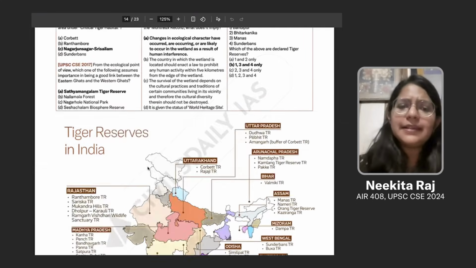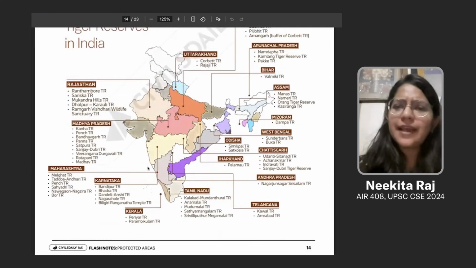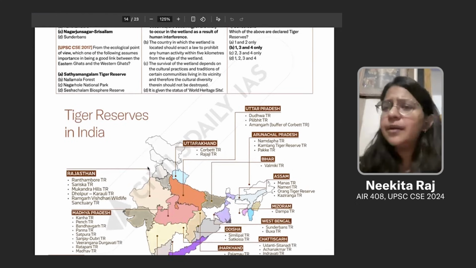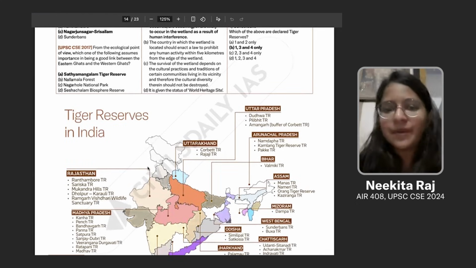Okay, and then the tiger reserves of India. I think tiger reserves of India are again less in numbers and you can easily remember them. Quite a lot of them overlap with national parks.